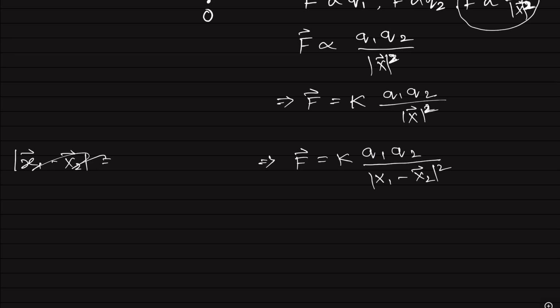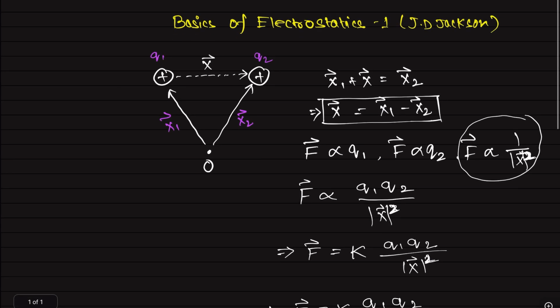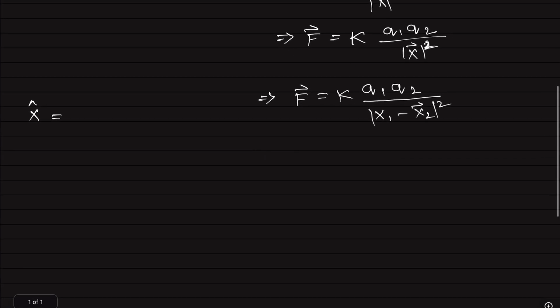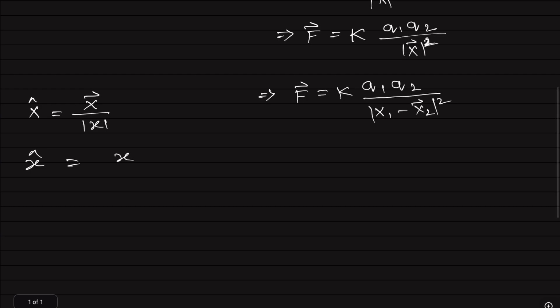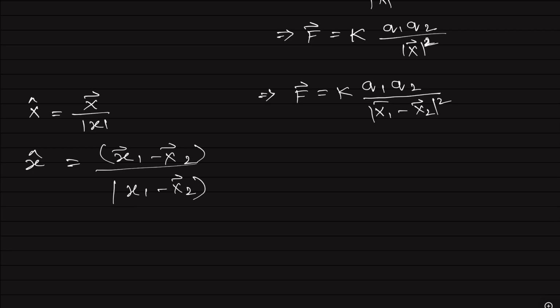Let's do it this way. This is a vector, right? And what will be the unit vector of x? It will be very simple: this vector divided by its mod. True? So what is x? x is this thing, right? So x is x1 minus x2 divided by mod of x1 minus x2.